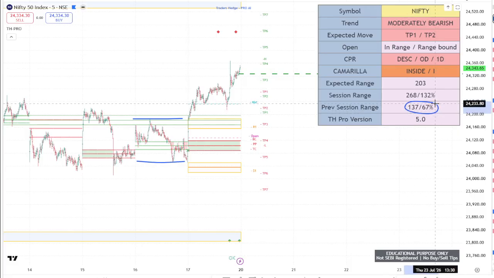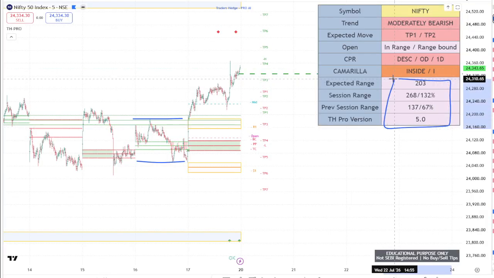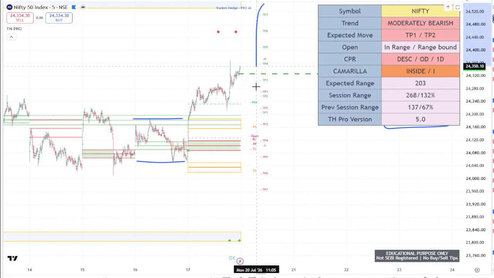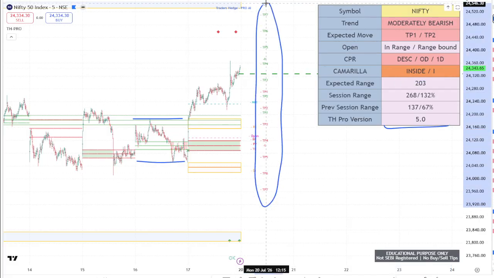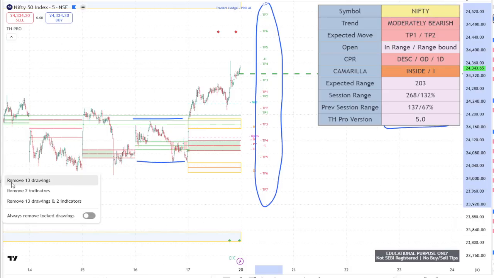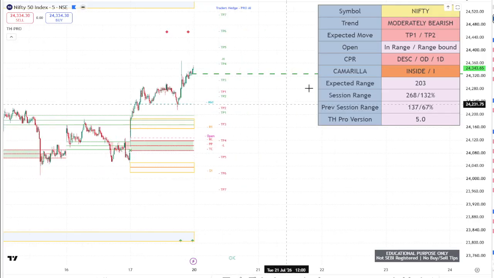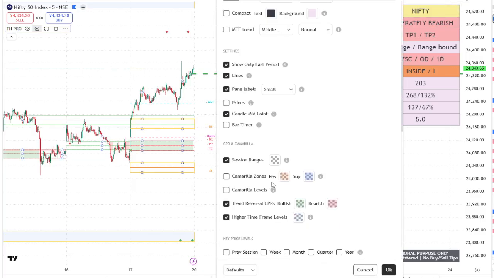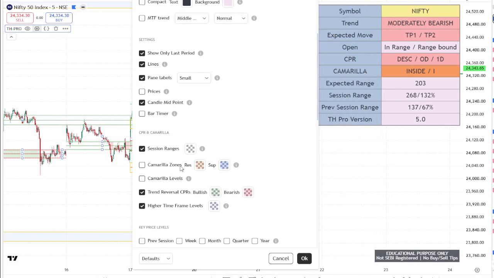Why this is required is that when you do your analysis, these targets and how much it can move in that particular session give a lot of information for your predictive trade setups. Along with the normal standard pivots, that is CPR, we have also introduced Cambrella zones, in case someone is using Cambrella based targets and Cambrella levels rather than standard pivots.